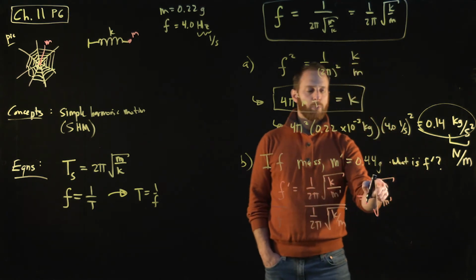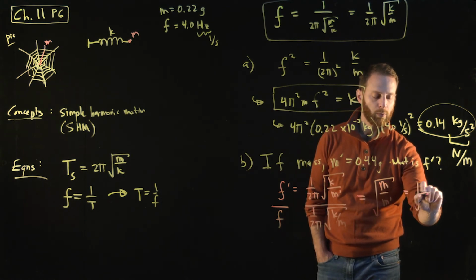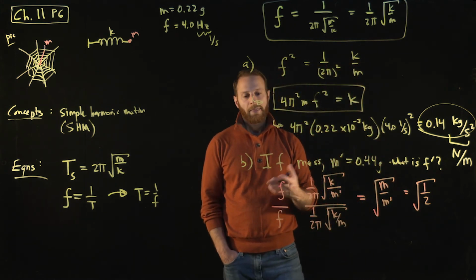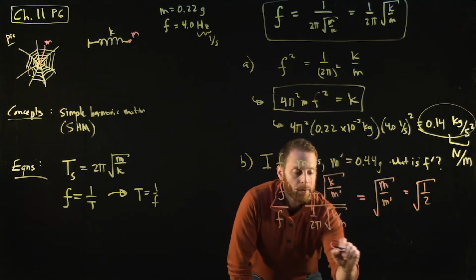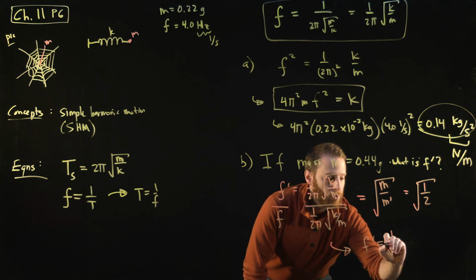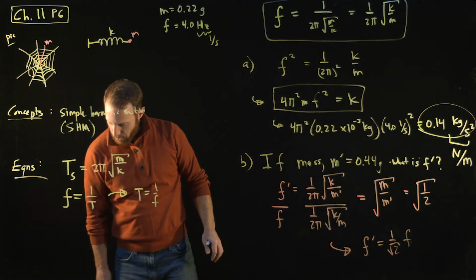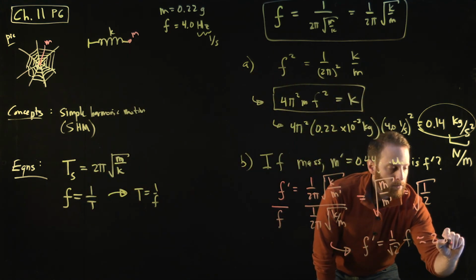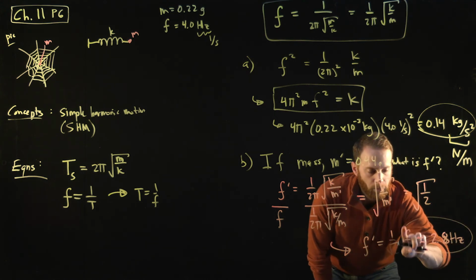This turns out to be m over m prime. And since the old mass is 0.22, the new mass is 0.44, this is actually the same as 1 over the square root of 2, or square root of 1/2. That may be useful for you, not perhaps in this problem, but in some other problem. What we learned then, this tells you that f prime is simply 1 over root 2 times f. In other words, 1 over root 2 times 4 hertz, which is approximately 2.8 hertz. Okay. For our final answer.